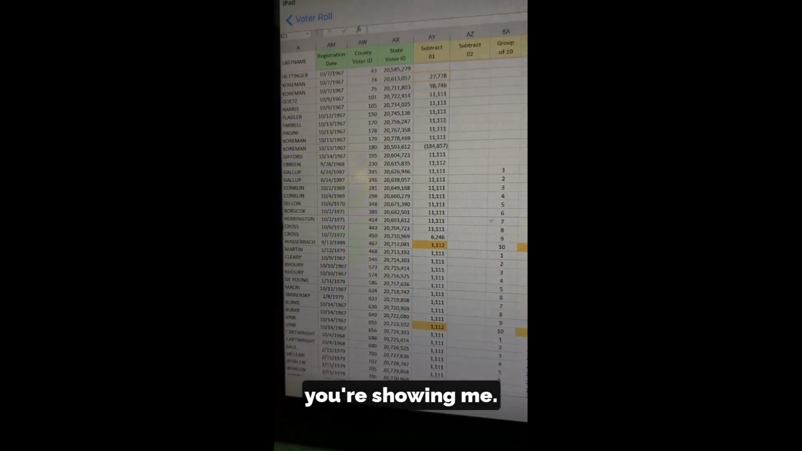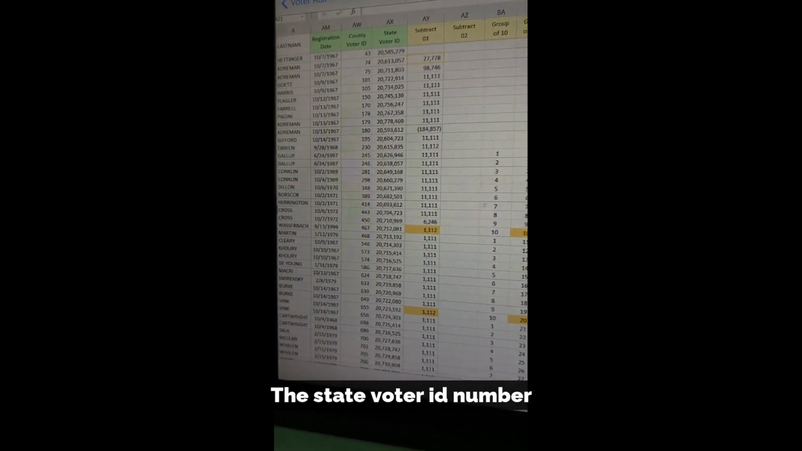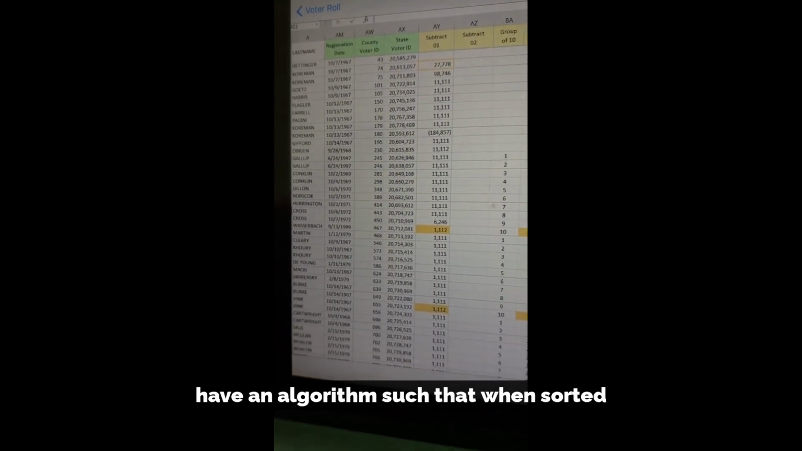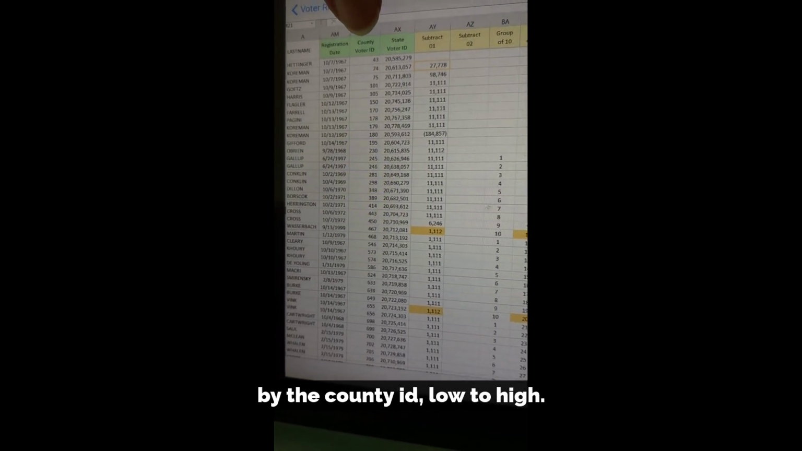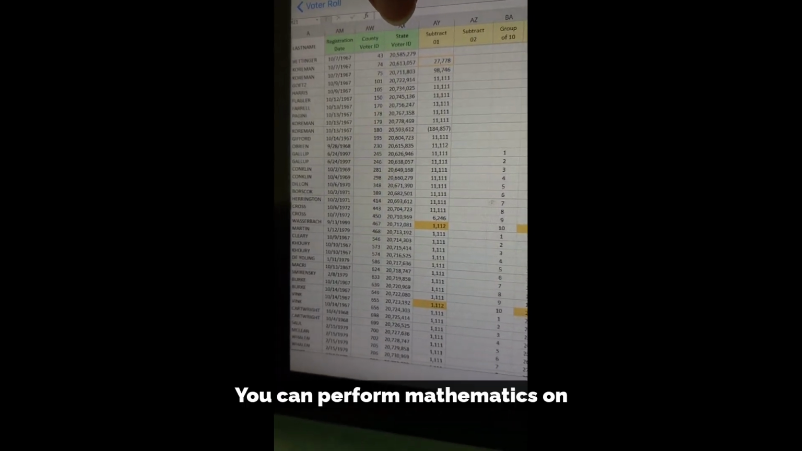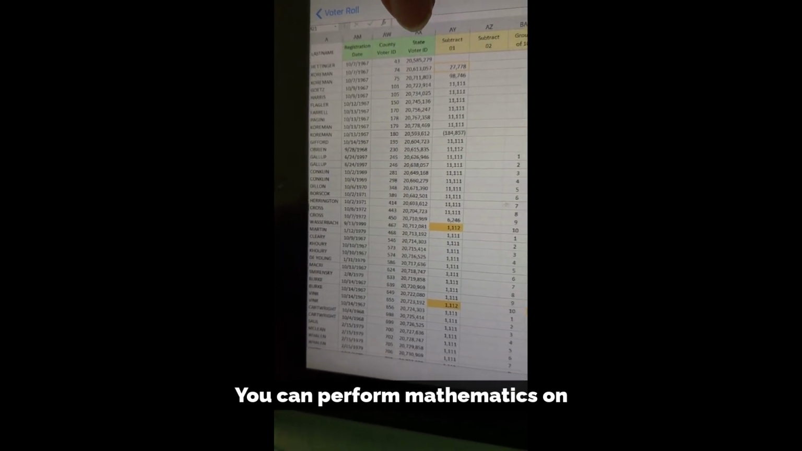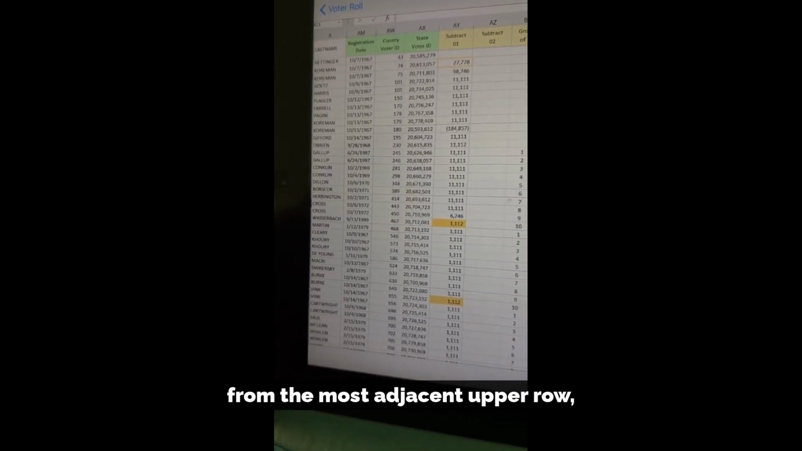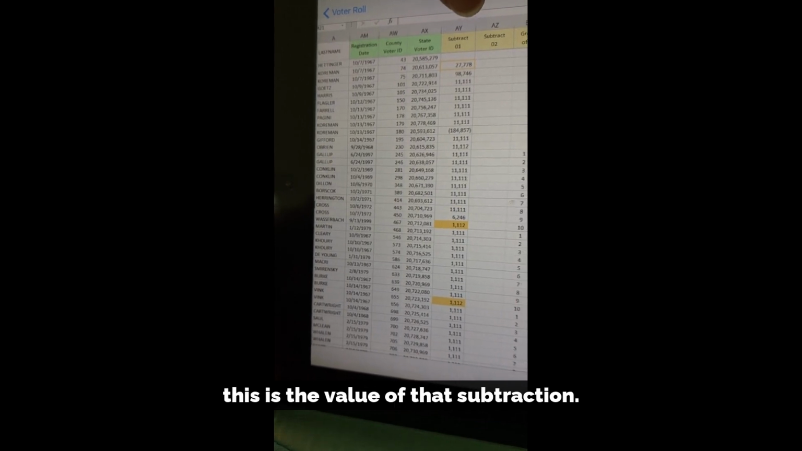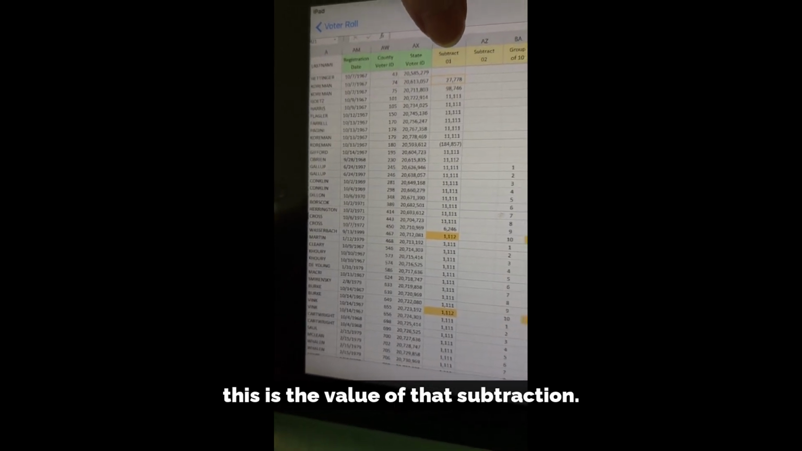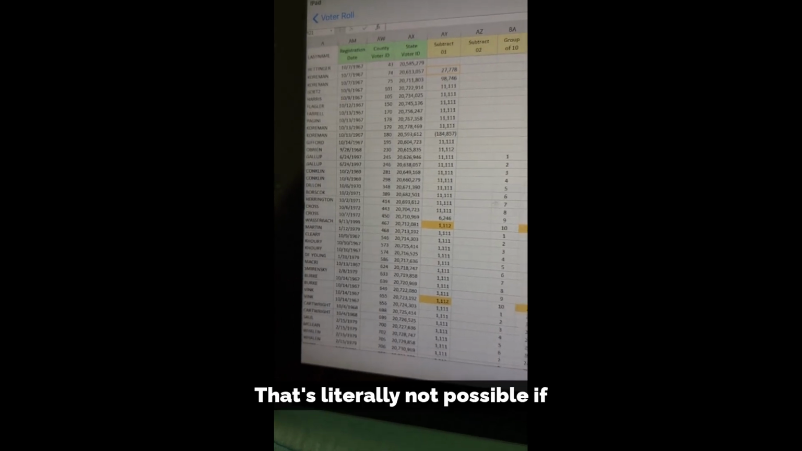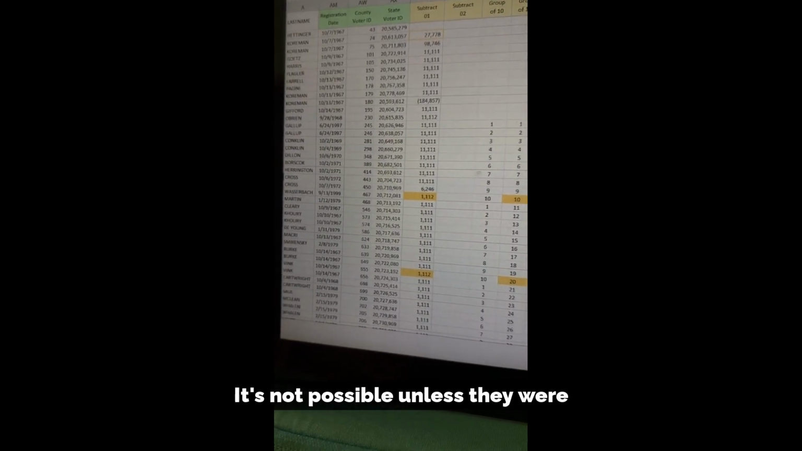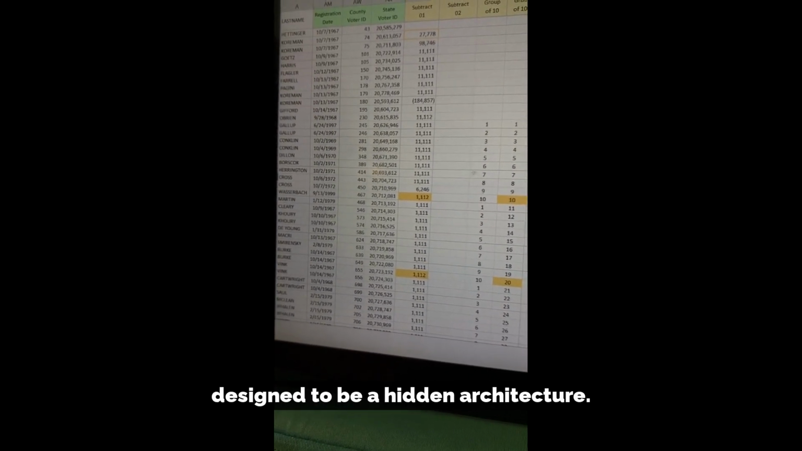So I'm going to restate what you're showing me. The state voter ID numbers have an algorithm such that when sorted by the county ID, low to high, you can perform mathematics on the state voter ID. And when you subtract the lower row from the most adjacent upper row, this is the value of that subtraction. So that's literally not possible if these are real numbers, right? It's not possible unless they were designed to be a hidden architecture.